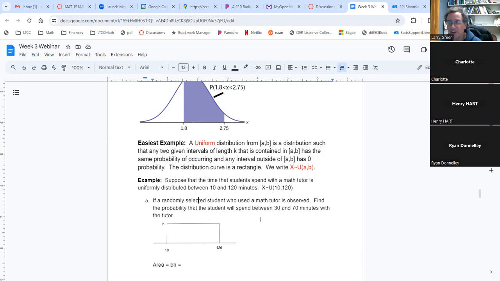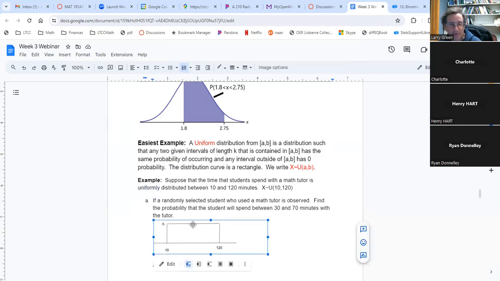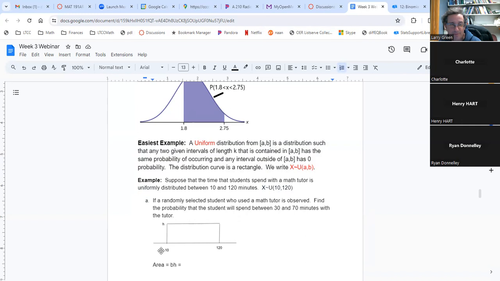Okay, so here's what you have to do. The first thing you do is you draw a picture. And the picture, because it's uniform, because I said it's uniformly distributed, is a rectangle. And the low is 10 and the high is 120. So that means the left side of the rectangle is 10. The right-hand side of the rectangle is 120. Any questions on that? The height of the rectangle, we don't know yet, but we're going to be able to find it out. Any questions so far?